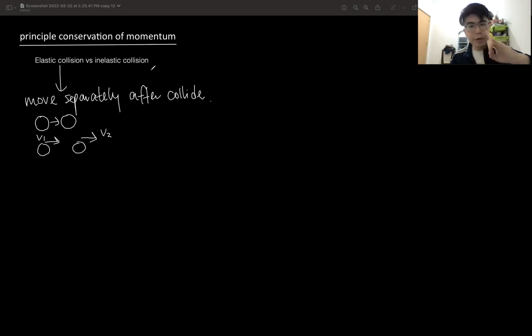Now, for elastic collision, what happens is that the kinetic energy is conserved.